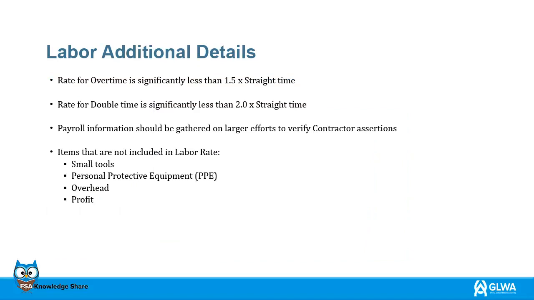A common misconception is for overtime and double time rates to be simply multiplied by 1.5 and 2 respectively. However, did you know that the rate for overtime is significantly less than 1.5 multiplied by straight time, and the rate for double time is significantly less than 2.0 multiplied by straight time? Payroll information should be gathered on larger efforts to verify contractor assertions. GLWA can request actual payroll records to verify payment when items that are not included in the labor rate consist of small tools, PPE, overhead, and profit.